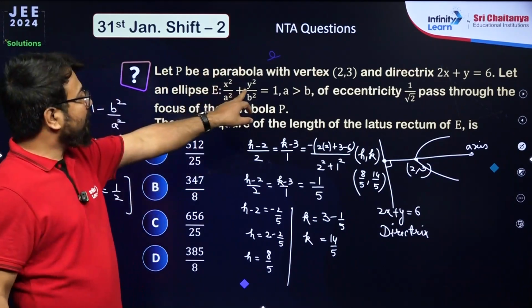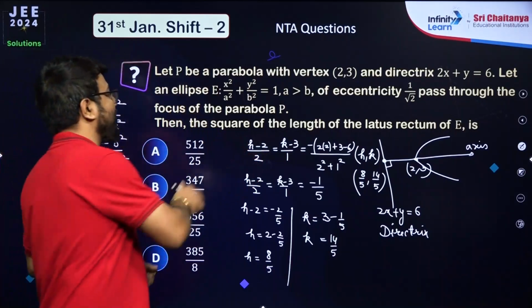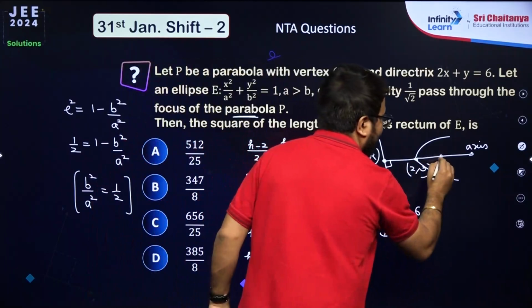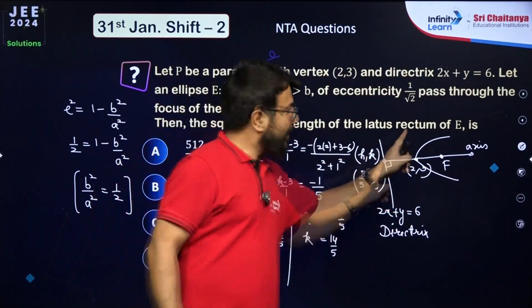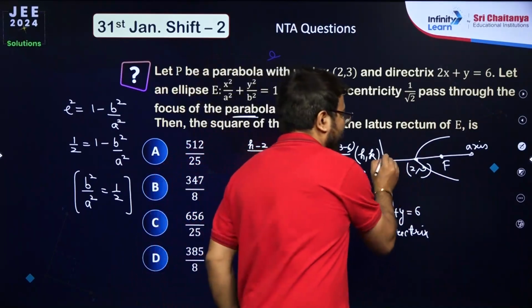And this ellipse passes through the focus of the parabola. That means I need to determine this focus coordinate now. I know that between this foot of perpendicular and the focus, this vertex is a midpoint. So this ratio is 1:1.